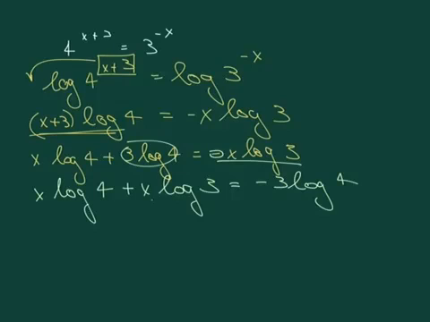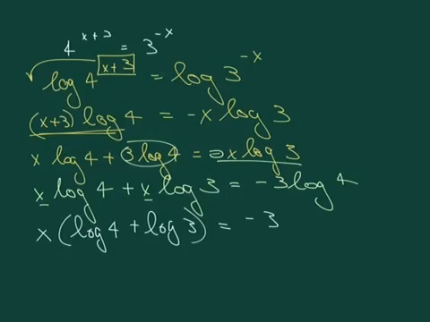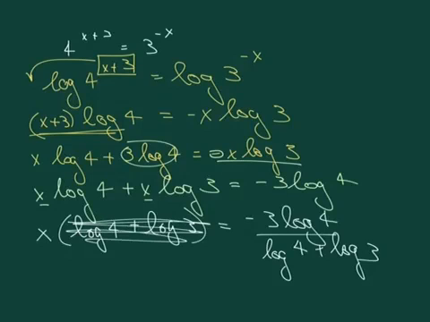Alright, so why did I do that? Because I have an x there and an x there, and I can factor that x out. And the reason I want to factor that x out is because then I can divide both sides by everything else and get the x isolated. And that's the key thing, is I'm trying to find x, so I have to isolate it. So then I divide both sides by log 4 plus log 3. So this all goes away. And I can solve this with my calculator.